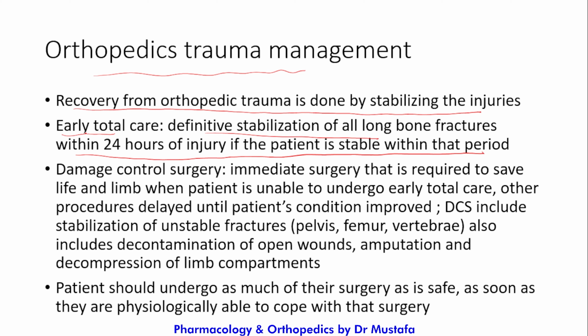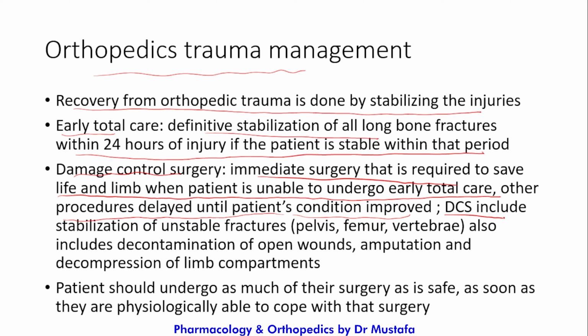If early total care can't be done, there's damage control surgery. It is the immediate surgery that is required to save the life and limb of the patient when the patient is unable to undergo early total care. Other procedures are delayed until the patient's condition is improved. So we basically do damage control surgery until the patient condition is improved, then we do the total care.